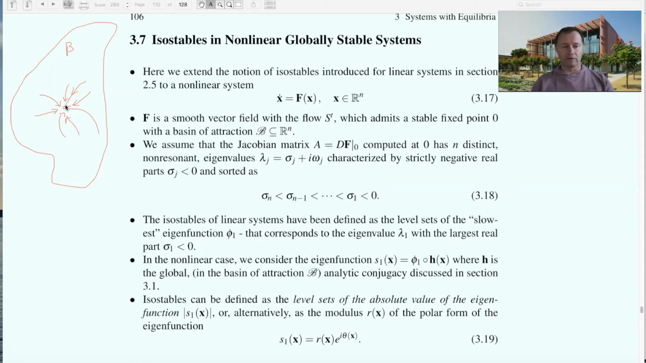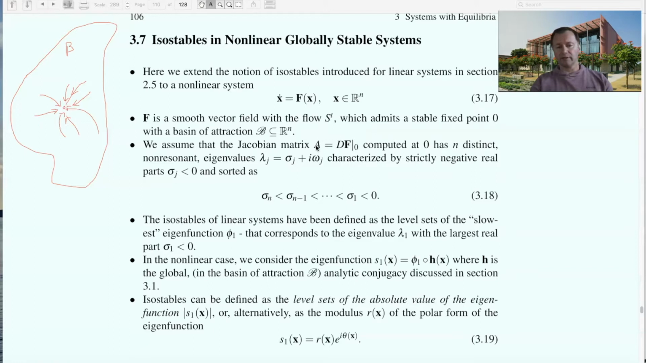We start with this concept of isostables. So we'll start again with x dot is equal to f of x. Our state space is R^n. We assume that f is a smooth vector field. We'll assume analyticity or various types of smoothness as we need it. Its flow is S^t, and we are going to assume that the fixed point is at 0 with this basin of attraction B. And another assumption I'm going to make is that this fixed point has a Jacobian matrix A, which is the differential of f, the vector field itself, at 0.